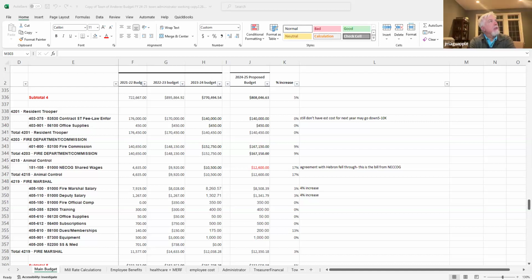You're talking last year, the fire commission budget was 152. This year, they're asking for 167,000. I don't know if Eric has it up there, right? Yeah, I'll get it in a sec. No, wrong one, it's row 343. Wrong one. 9% increase. Yeah.